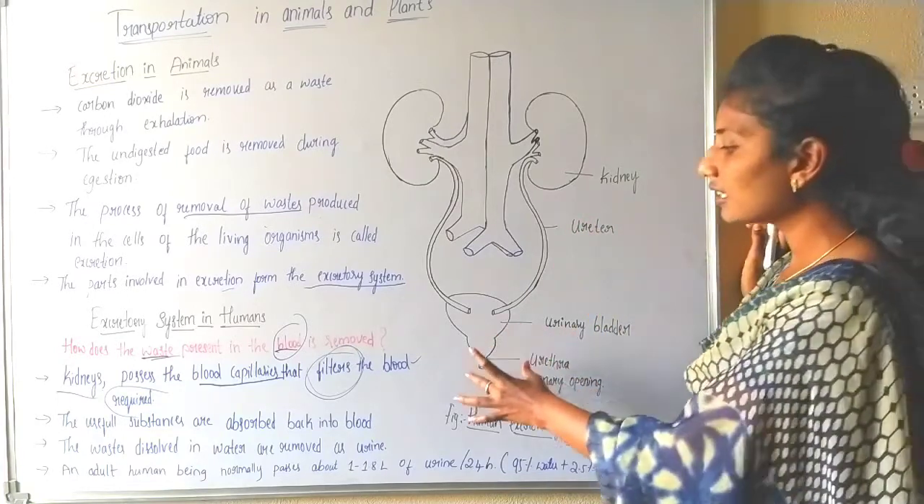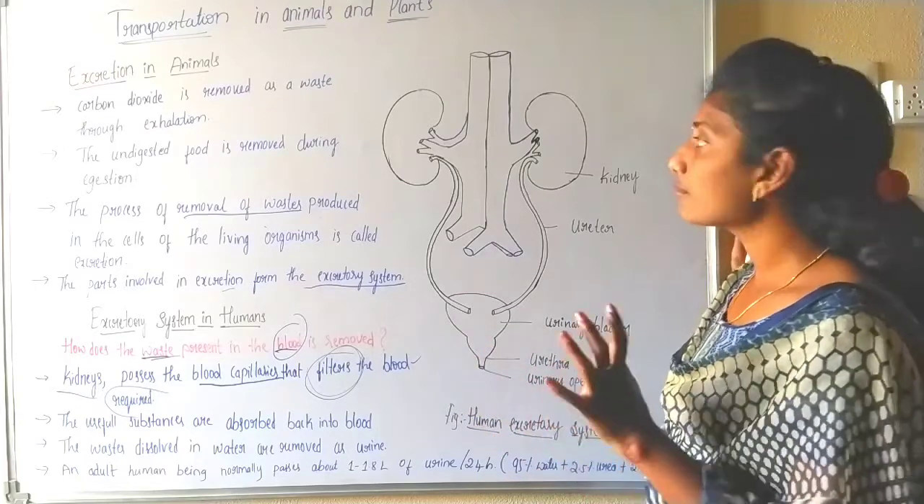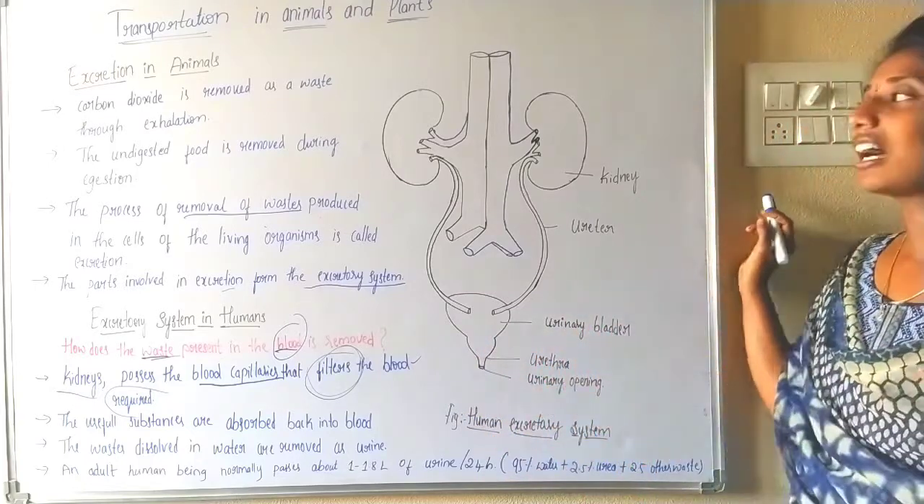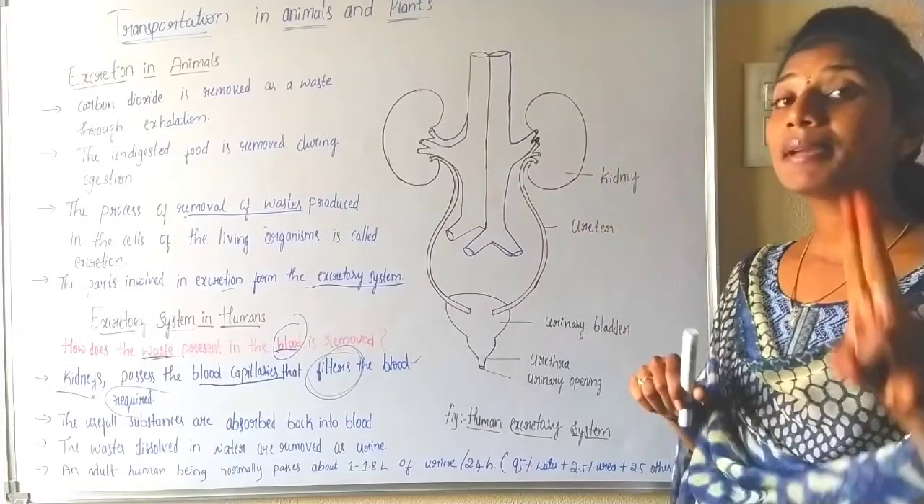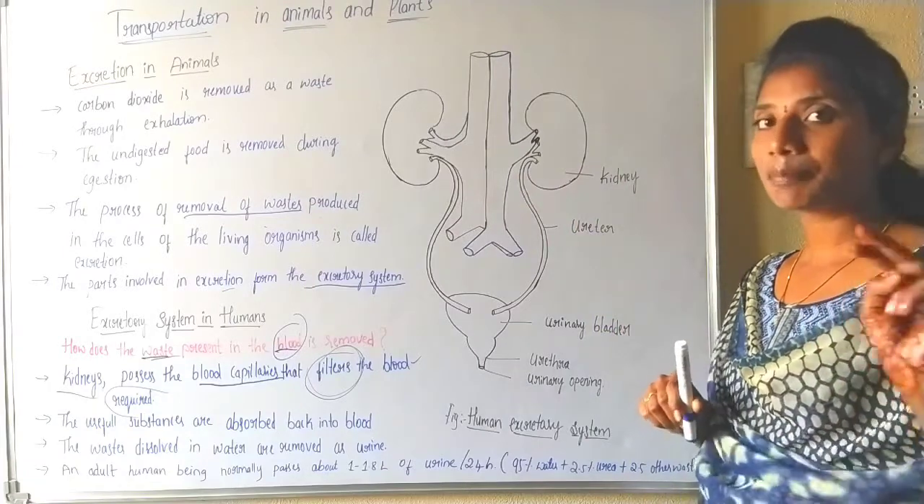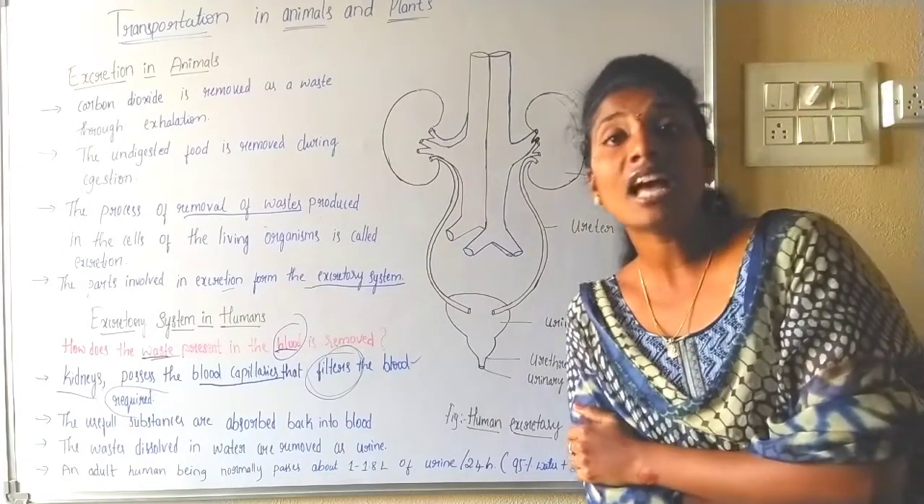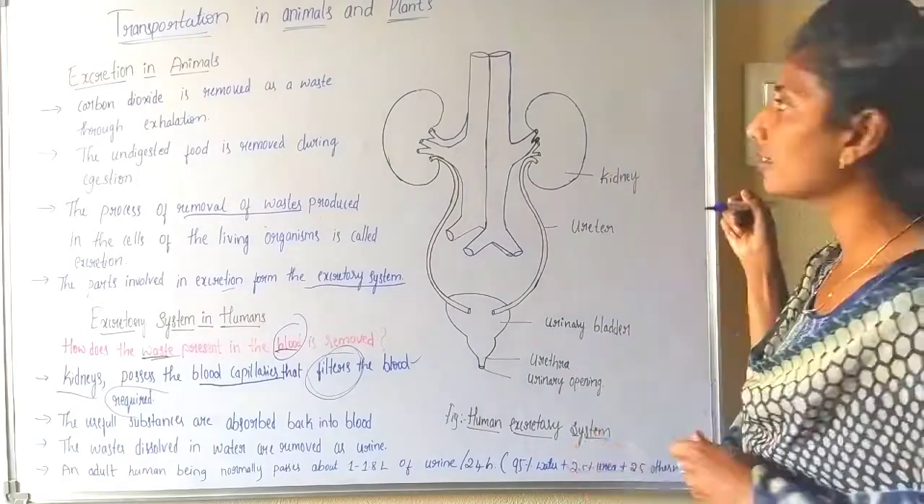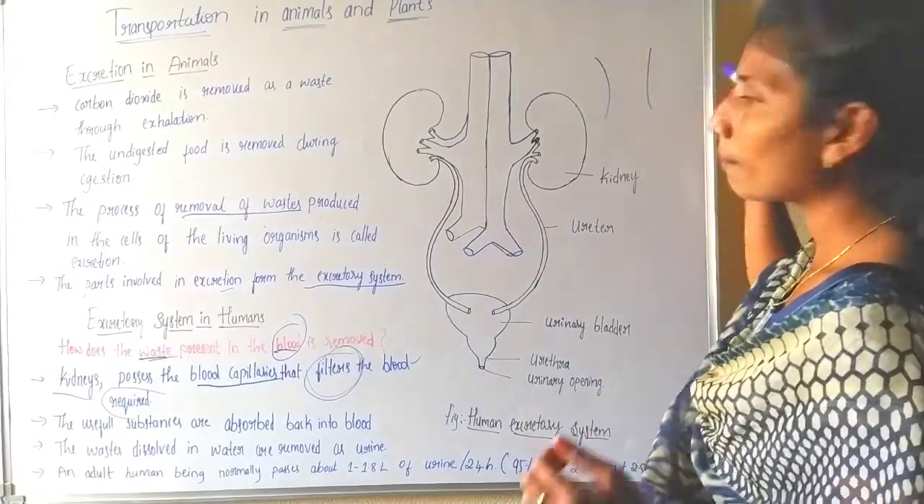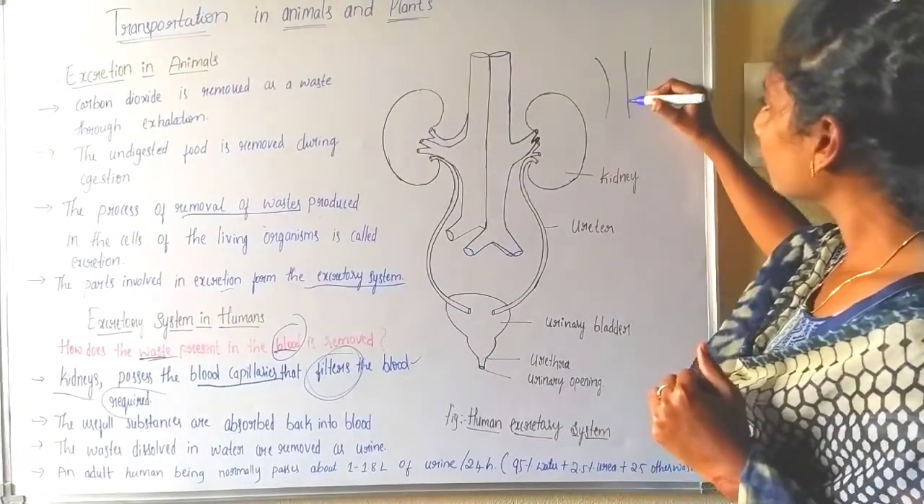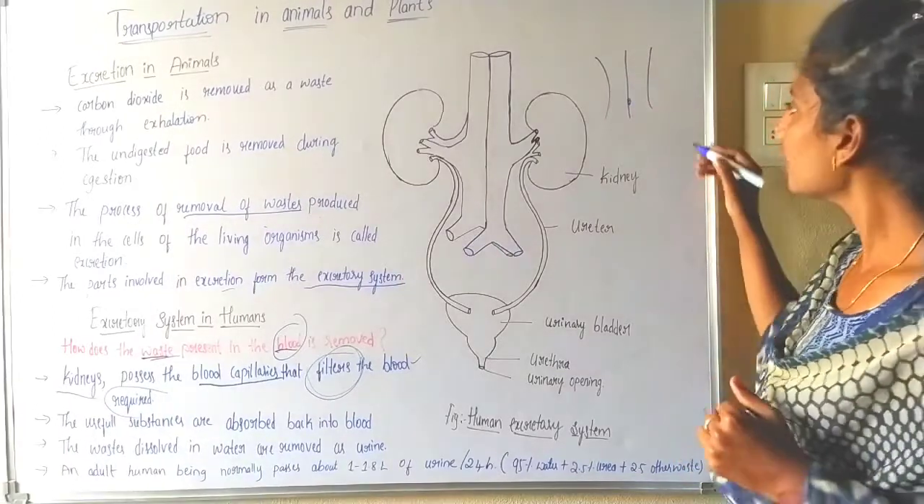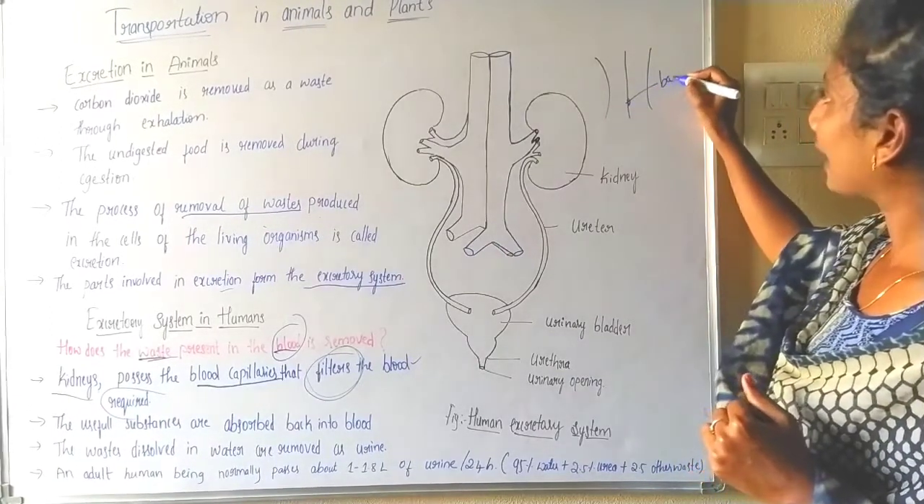So, students, this is the human excretory system diagram, where we have a pair of kidneys. A pair of kidneys means two kidneys are present. So, students, where do we have kidneys? Let me show you. So, this is your back. In the middle you can feel a strong rod-like structure, which we call the backbone.